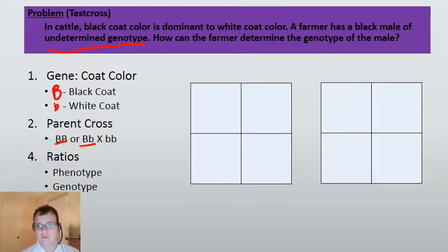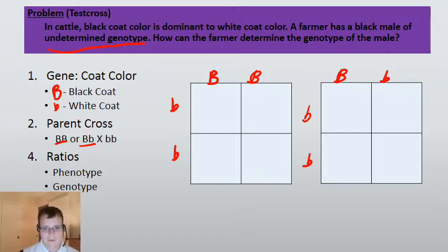Okay, so how can a farmer determine the genotype of the male? Well, that's very simple. A homozygous dominant, all right, and then a heterozygous, okay? And then we just cross it with a known genotype. So we know the known genotype is going to be white coat color, and that will always be a homozygous recessive in this case. Okay? Because the only way you can ever see a recessive trait is if it's homozygous, if it's paired up with another recessive trait. So in this case, let's go ahead and form the Punnett square.